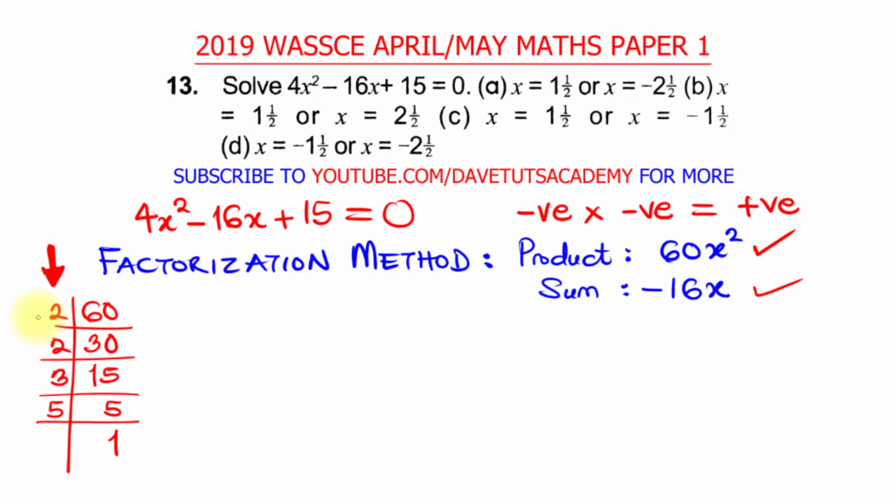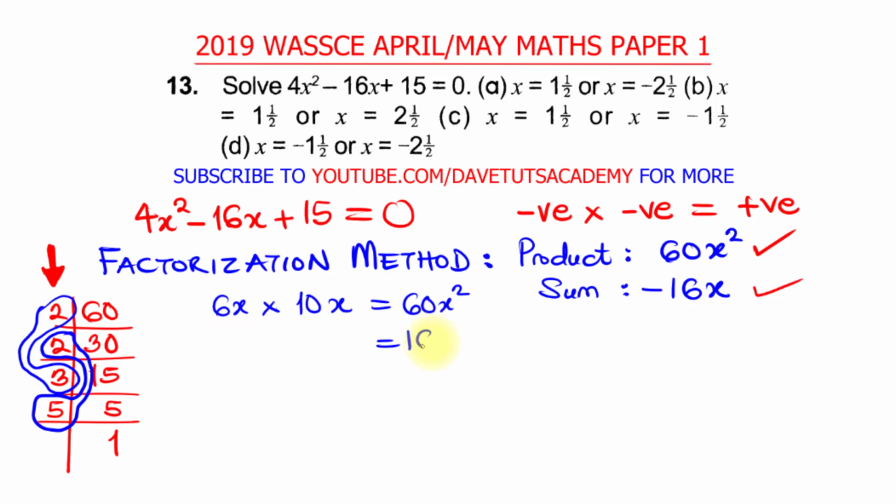Now, alternatively, if you want to pick these 2 and these 3, okay, and also these 2 and these 5, so we have 2 and 3, that is 6, okay, then 2 and 5, that is 10, okay. Of course, we are also working with x. We can see that in the multiplication of the 2, definitely we are going to have 60x squared, okay. In the addition of the 2, that's going to give us 16x. But hold on, wait a minute, that is looking like what we are really looking for.